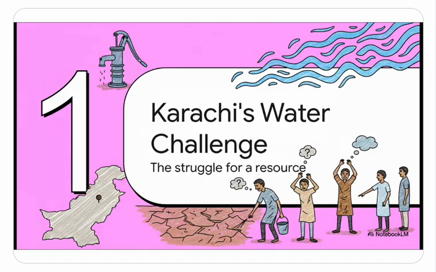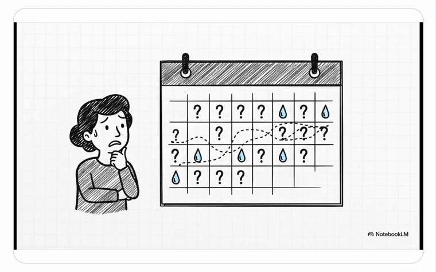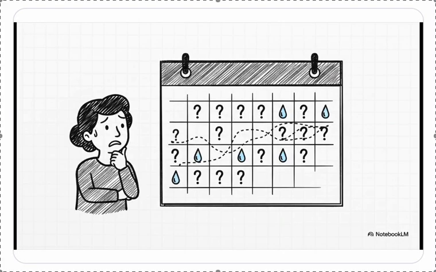Okay, so before we can even appreciate the solution, we have to really understand the problem. In Karachi, a massive city, water isn't something you just get when you turn on the faucet. For so many, it's a daily source of stress and total uncertainty. Seriously, just try to imagine not knowing what day or even what week water is going to come to your home. That's the reality. People have to plan their entire lives, cooking, cleaning, everything, around a schedule that is totally inconsistent and often not even announced.